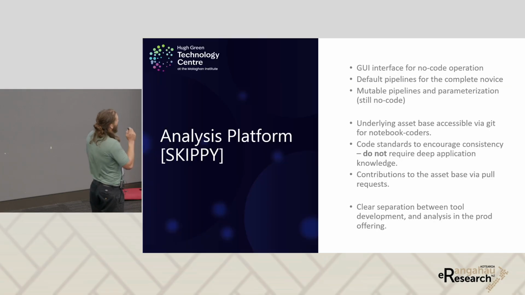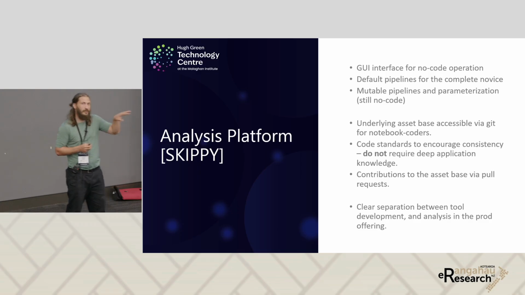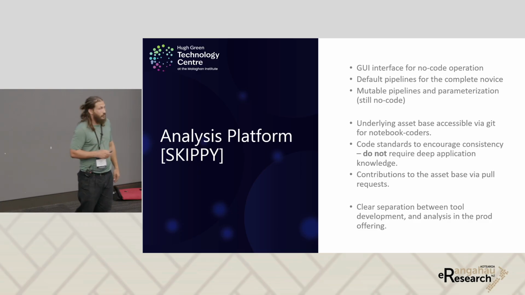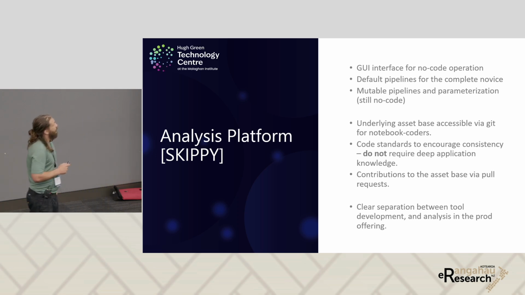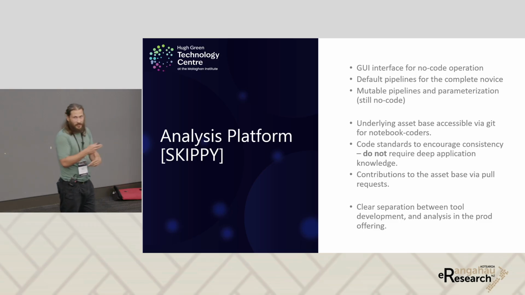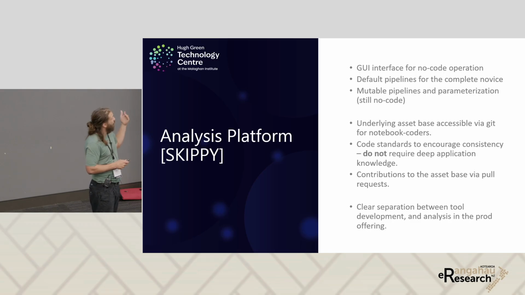So I'm going to use a little bit of a case study of an app we've put together, mostly looking from the no-code user perspective, but hopefully we can see how that cascades down or up, whichever way you're looking, into more advanced users. Getting a GUI interface for no-code operation, some defaults that people can just select their data and run. That can be worked up to mutable pipelines, so people can change operations, change parameters, they can tweak it, but still in a GUI no-code environment. So that's not code curious technically, but for people who want to gray box things a little bit and actually look at what's going on.